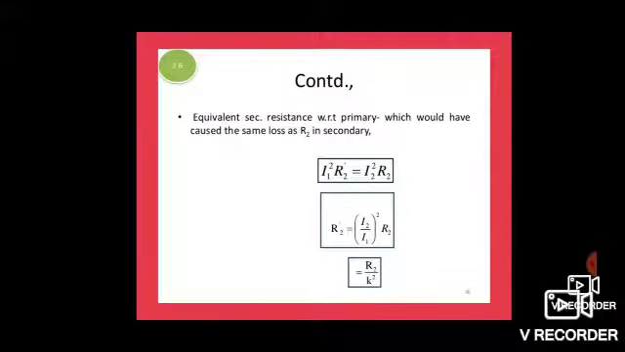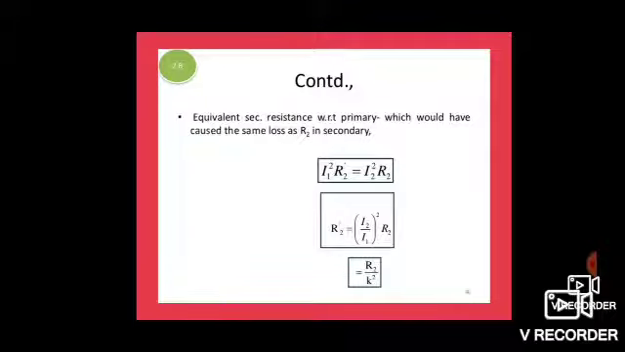It is obtained from the copper loss. It is equal for both primary and secondary windings. Therefore, I1 squared R2 dash is equal to I2 squared R2. Therefore, R2 dash is equal to I2 divided by I1 the whole squared into R2. Therefore, it is equal to R2 divided by K squared, where I2 by I1 is 1 by K.